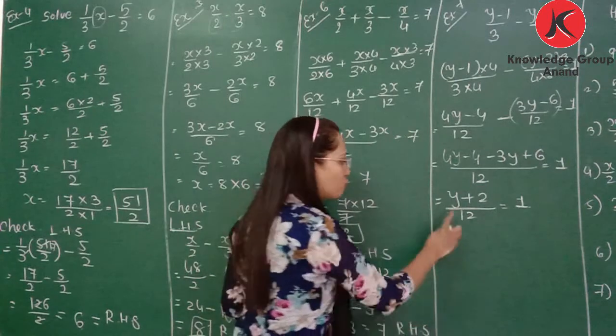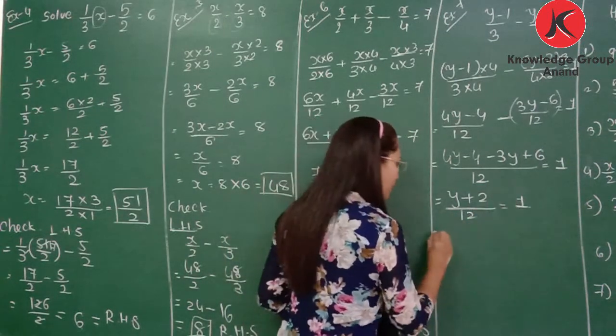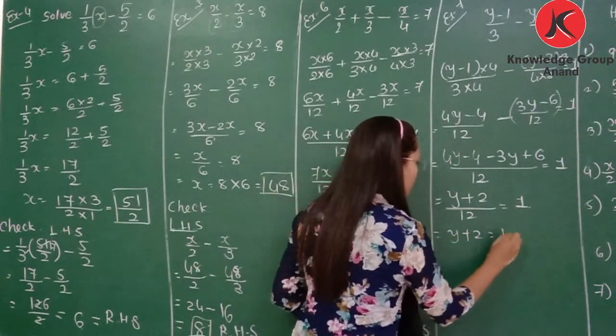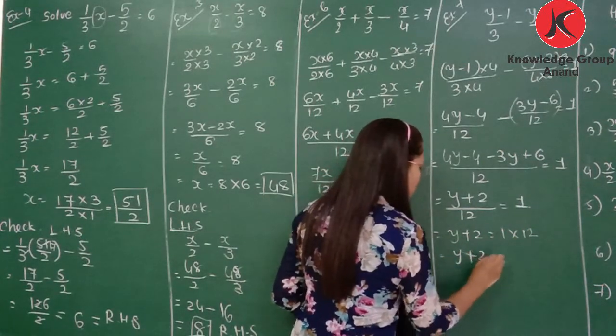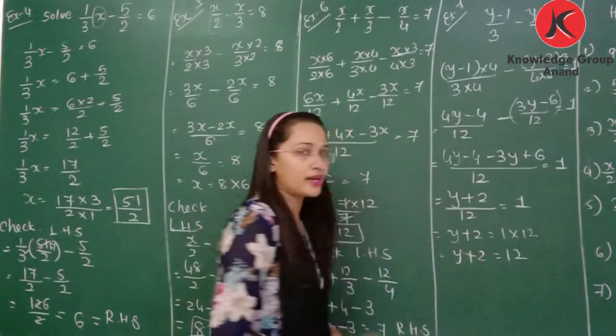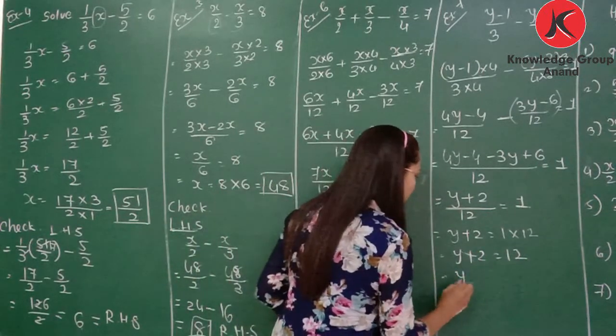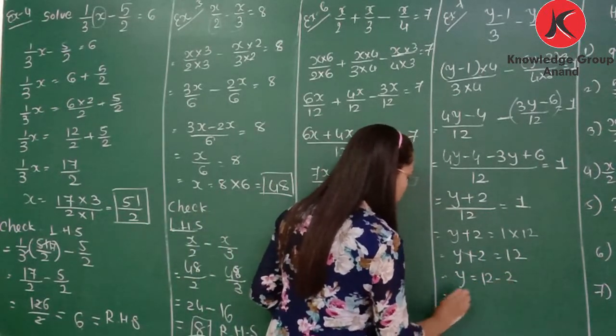Now 12 that is divide becomes multiplication. 1 into 12. So here y is equal to 12 minus 2. Now 2 that is in addition becomes subtraction. So y is equal to 12 minus 2. Y is equal to 10.